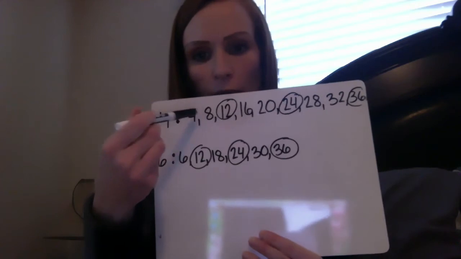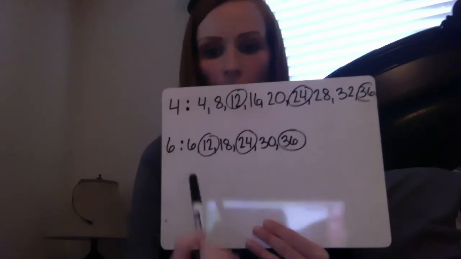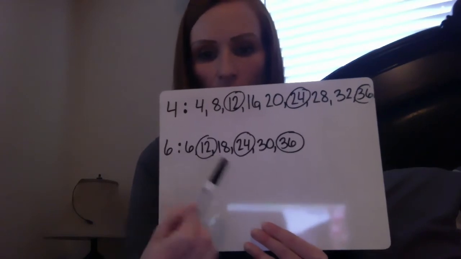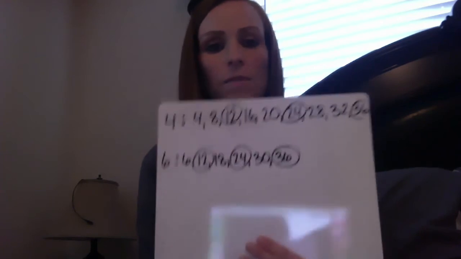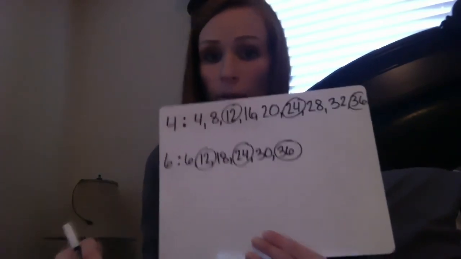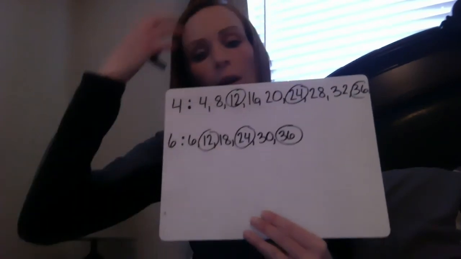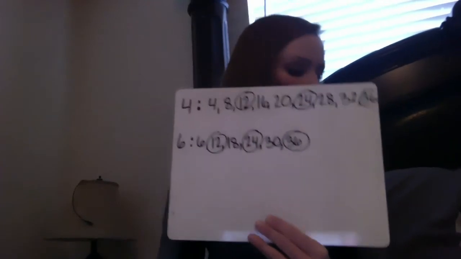4 times 1 is 4. 4 times 2 is 8. 4 times 3 is 12, right? 6 times 1 is 6. 6 times 2 is 12. 6 times 3 is 18, all the way up. So that is when you factor, you're factoring them out, saying what numbers equal that number. And when you're finding multiples, you're multiplying those numbers out.